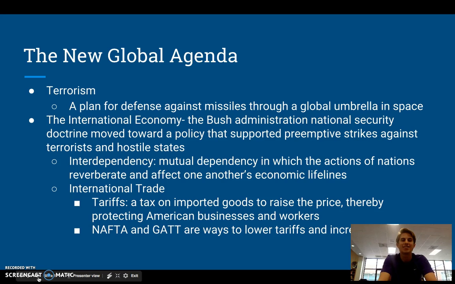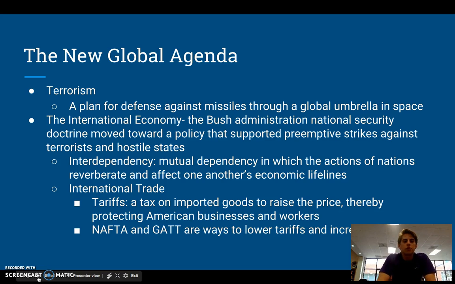Our next section is the new global agenda, and this mainly focuses on terrorism, which is a plan for defense against missiles through a global umbrella in space. The international economy: the Bush administration national security doctrine moved toward a policy that supported preemptive strikes against terrorist and hostile states, and this was mainly established because of 9/11.